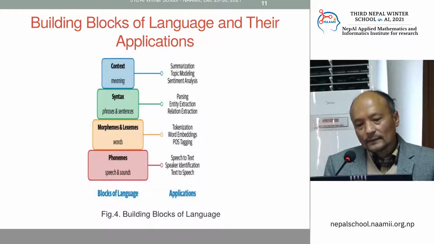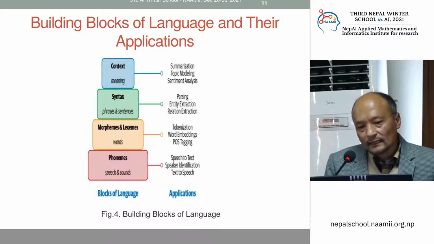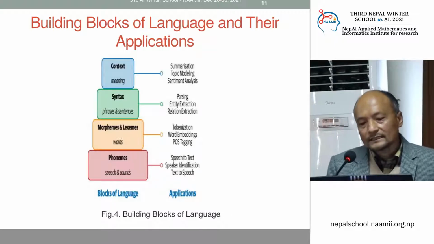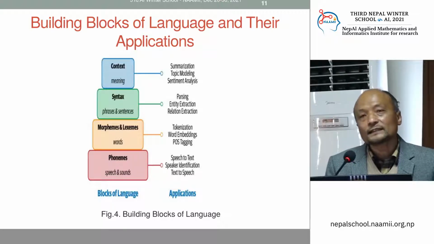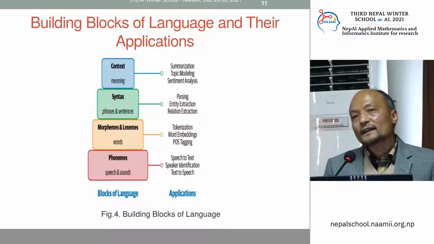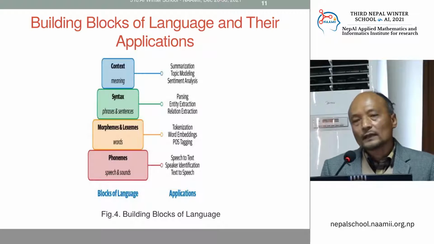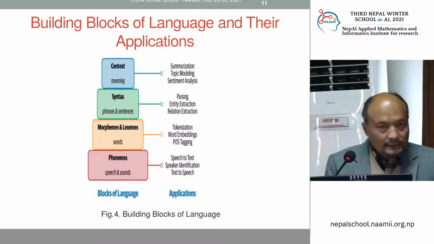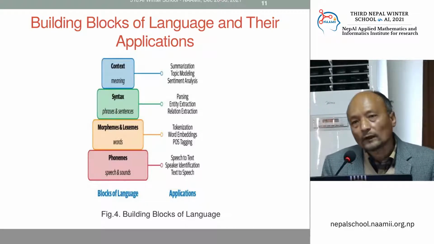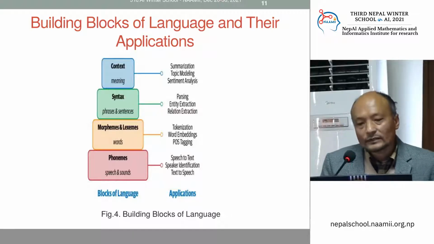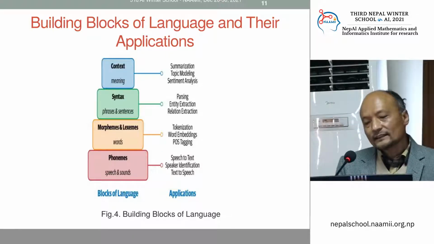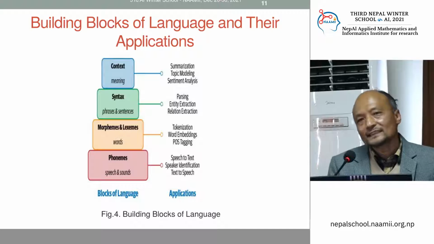And at the same syntax level, we have the application entity extraction, named entity recognition, named entity extraction. From any text, we would be interested in extracting the named entities, which could be proper nouns, dates, and all those things. That comes under entity extraction, and then relation extraction, the relation between these entities.